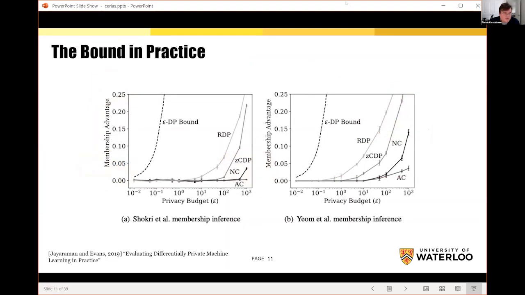Now, there's follow-up work where they took certain public data sets and trained them with different accounting mechanisms for differential privacy. And you see here the epsilon differentially private bound is the bound that Yeom et al. come up with. And they say, look, even if we try, we really cannot get close to this bound, right? So the gap between the successful membership inference attack and the theoretical bound is very wide. So it was assumed that differential privacy not only provides a protection, it actually provides a stronger protection than the bound would suggest.